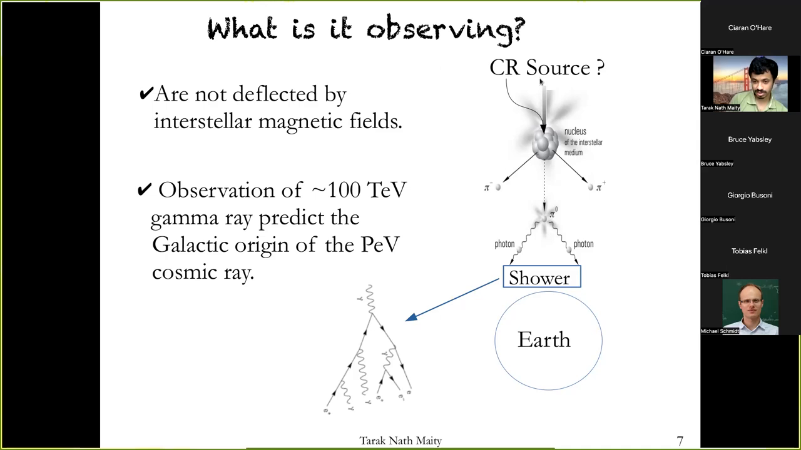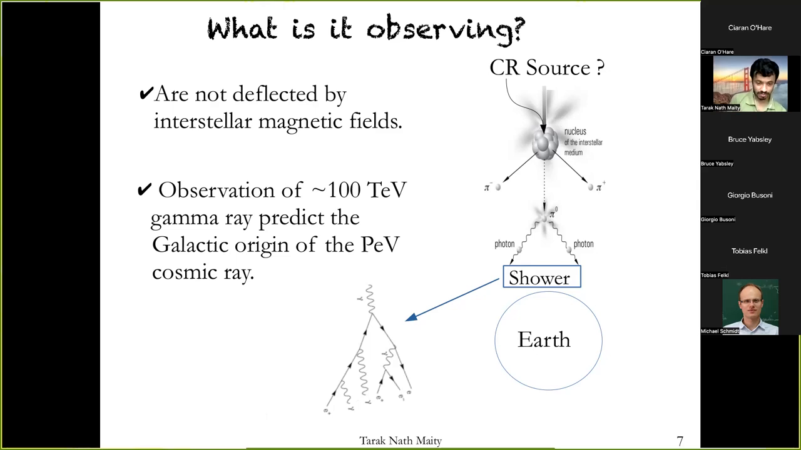What you could see over here is, let's say, a cosmic ray source, which a priori you don't know. Cosmic rays, being mostly protons, travel in a zigzag path. Once one interacts with an interstellar nucleus, it would produce charged and neutral pions, and the neutral pion would decay to photons. Once this photon comes to the atmosphere, it would produce an air shower, something like this, and this is what you are trying to detect in Earth-based observation. So this is one possible source of such high energy gamma rays, namely the hadronic source. This is what the Tibet AS experiment is trying to detect.